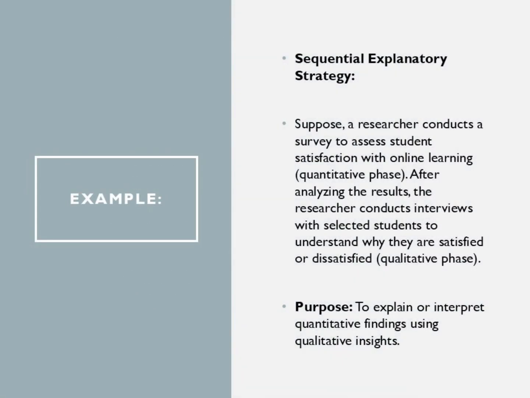We can also compare those through examples. At first, in the case of sequential explanatory strategy, suppose a researcher conducts a survey to assess student satisfaction with online learning. Here, the survey part is the quantitative phase. And after analyzing the results, the researcher conducts interviews with selected students to understand why they are satisfied or dissatisfied. Here, the interview part is the qualitative phase. Here the latter part, the qualitative phase, was used to interpret the quantitative part or the first phase, and the purpose is to explain or interpret quantitative findings using qualitative insights.